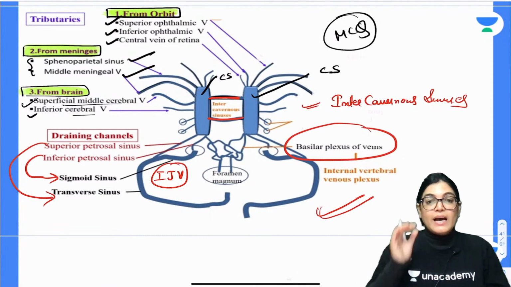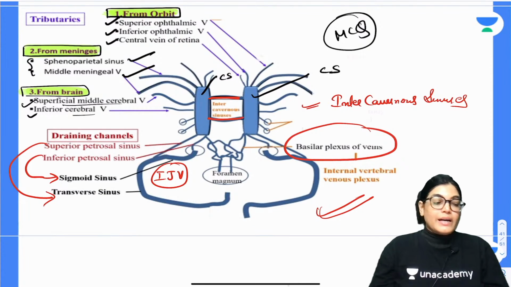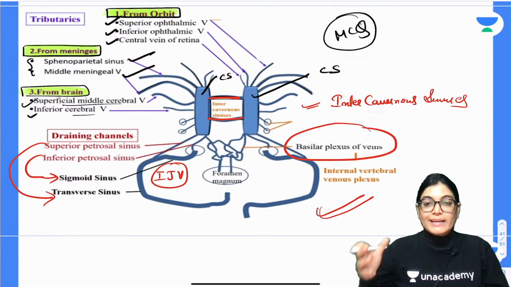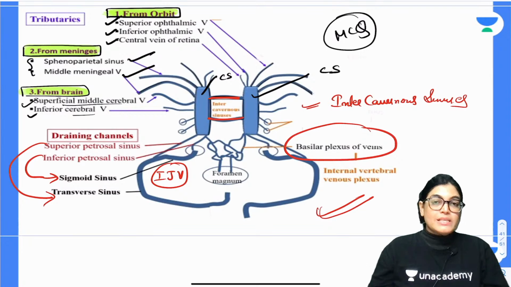So, this single diagram is giving you the correct outline of all the tributaries, all the draining channels and communications of the cavernous sinus. The MCQ which has been asked from this topic was on direct tributaries. What are the names of the direct tributaries and what are the draining channels?